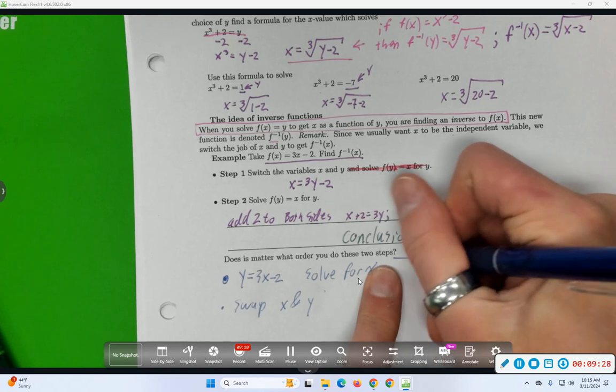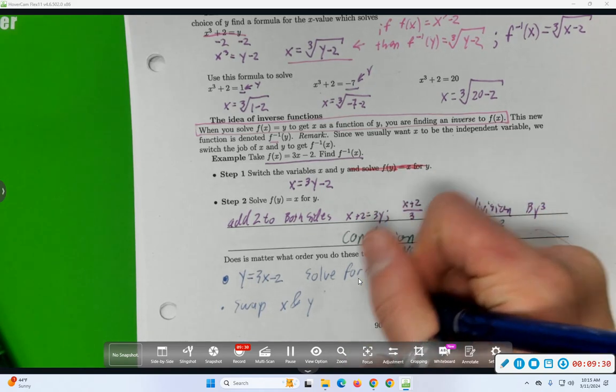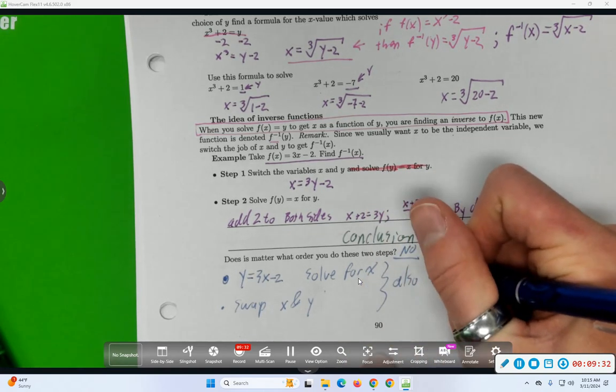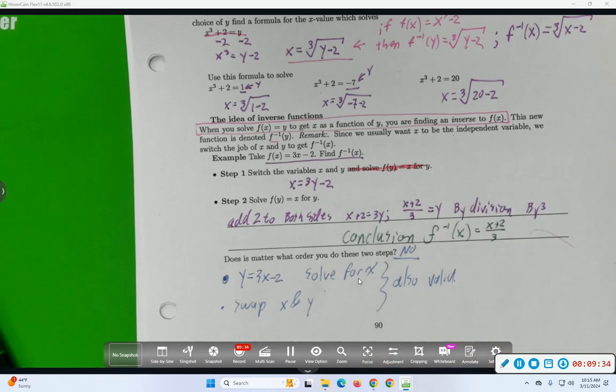Does it matter what order you do the 2 steps? No. Neato. Any questions people want to ask about this generic stuff before I flip over to the next page?